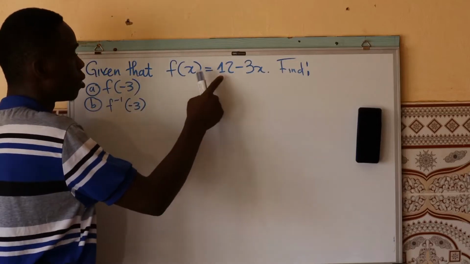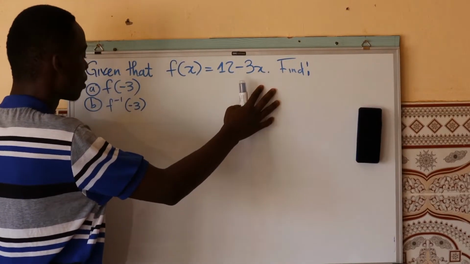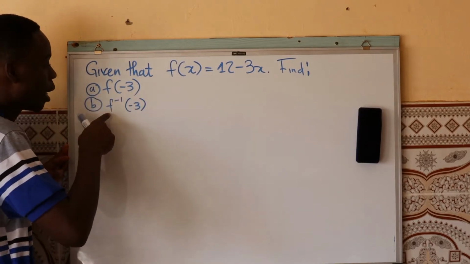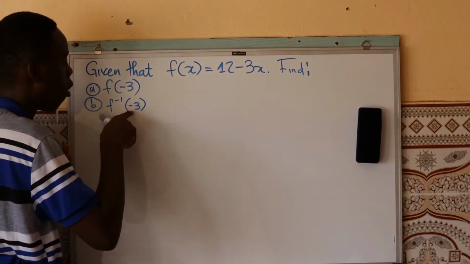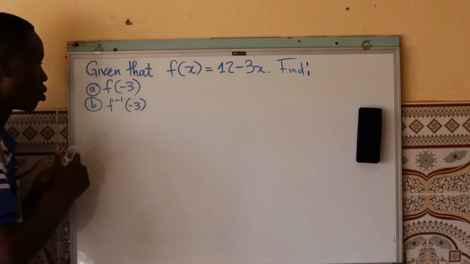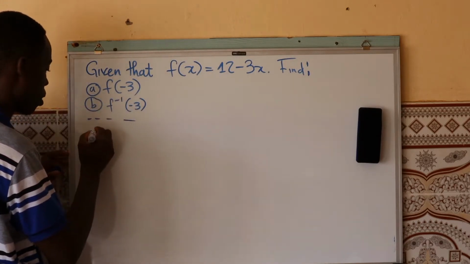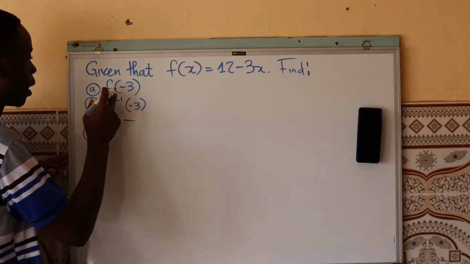Given that f of x is equal to 12 minus 3x, find f of negative 3 and find the inverse of negative 3. So we're going to start with a. Our a says find f of negative 3.